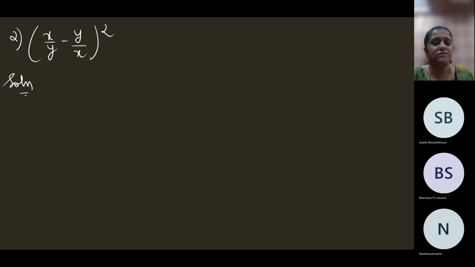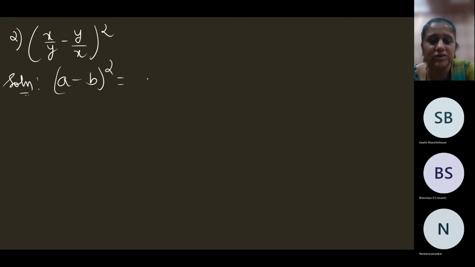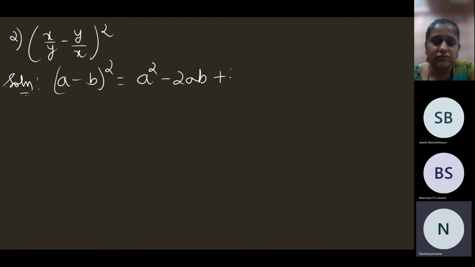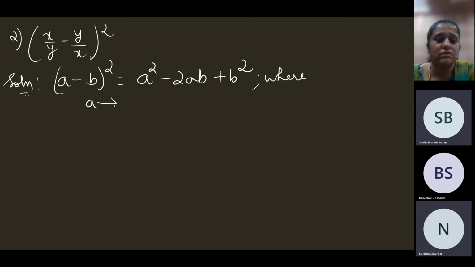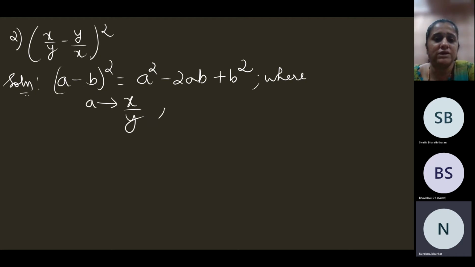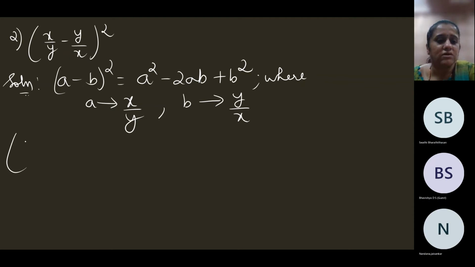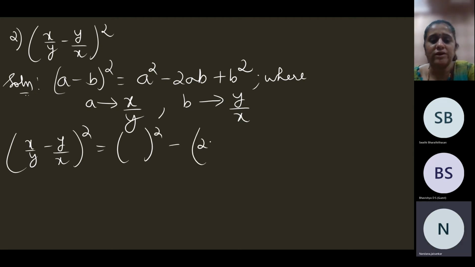So first you have to write the identity. What's the identity? A minus B whole square. A minus B the whole square is equal to A square minus 2AB plus B square. Very good. What is A? X by Y. And what is B? Y by X. So now what is X by Y minus Y by X the whole square? It is A square minus 2 into A into B plus B square.